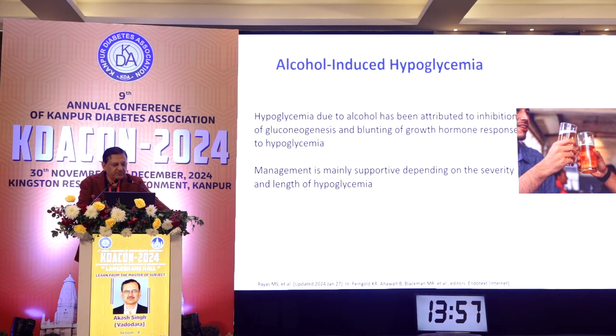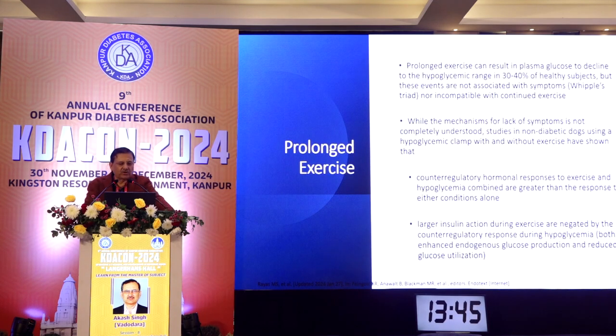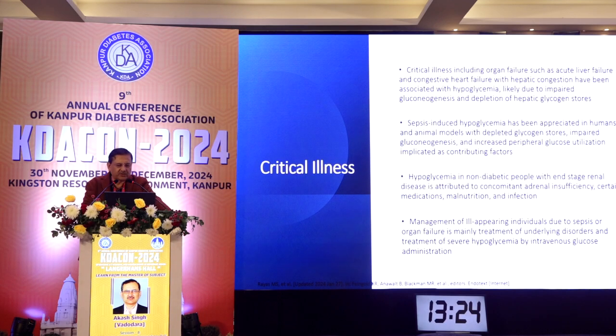Now, alcohol-induced hypoglycemia occurs when the patient keeps on drinking and takes less food, so the glycogen is depleted and there is impaired gluconeogenesis, and this leads to hypoglycemia. Prolonged exercise can cause hypoglycemia because of the excessive consumption of calories and depletion of the muscle glycogen, and there is an insulin-independent consumption of glucose which occurs with exercise, and therefore patients with endurance exercises or long duration exercises can develop hypoglycemia.